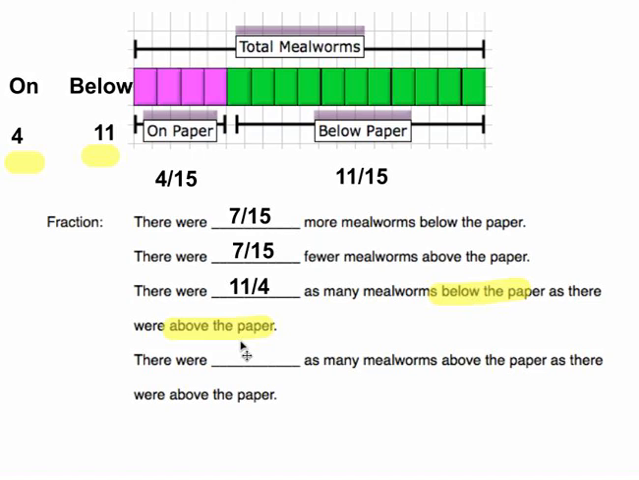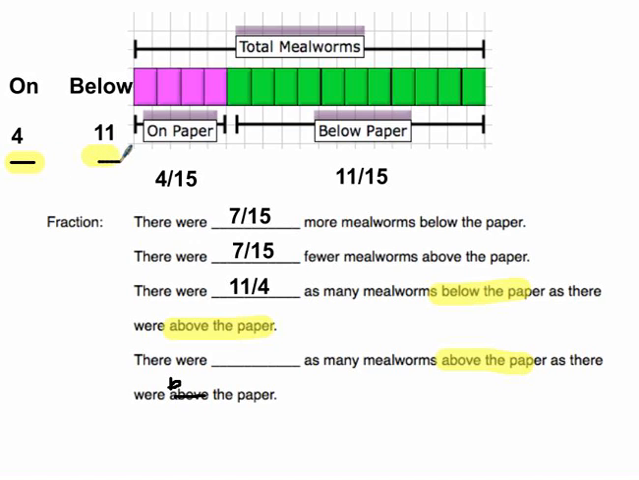Now, in this next part of your packet, we're going to be looking at what this fraction representation is as a decimal and as a percent. But right now, the relationship, the fraction of mealworms below the paper and on the paper is 11 fourths. And the reciprocal would be true. Now we're looking at the fraction above the paper, as there were, obviously, hopefully you caught this mistake. This should say below. I'm not going to write the rest. But now we're looking at the fraction above the paper to below the paper.